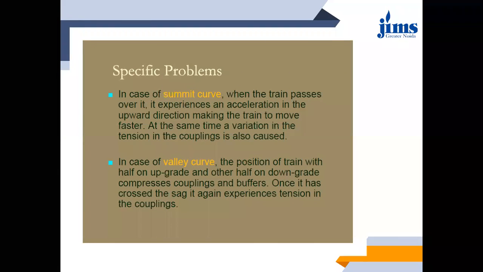Now in railways there are certain specific problems in the case of both summit and valley curves. In the case of a summit curve, what happens when the train passes over it? It experiences an acceleration in the upward direction, making the train move faster. At the same time, a variation in the tension in the couplings may cause the train to part. And in the case of a valley curve, what happens? With the position of the train half on upgrade and the other half on downgrade, it compresses the couplings and buffers.